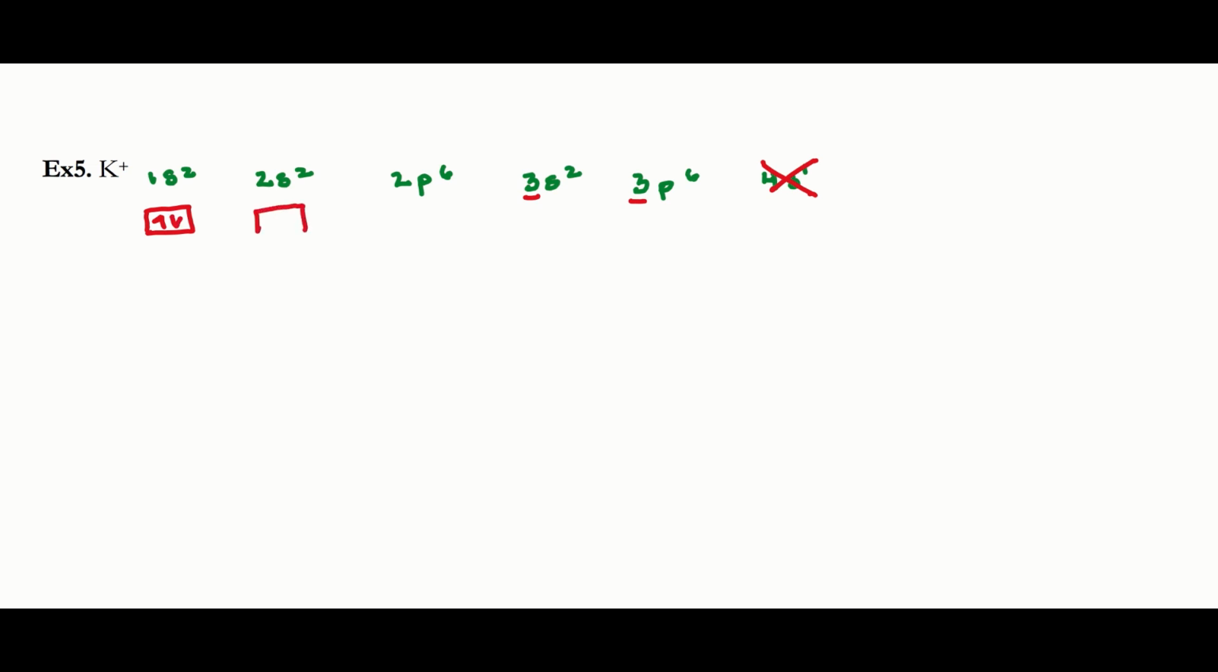Okay, I'm going to fill in the orbital diagrams. I notice my 3p sublevel is now full. It's full, and I don't have that 1 extra electron that potassium lost.